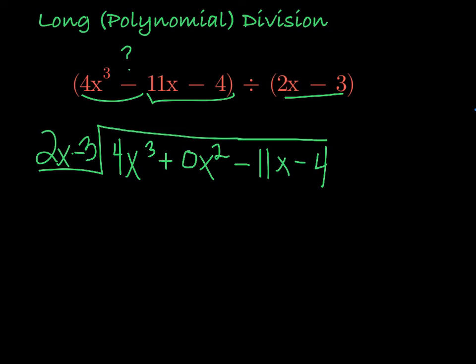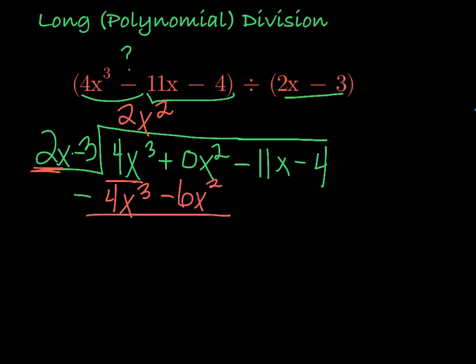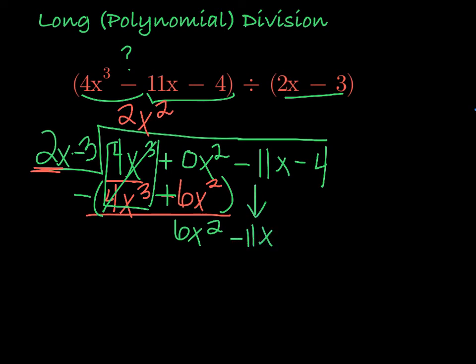2x out here times what gives me 4x to the third? 2x squared. 2x squared times 2x will be 4x to the third. 2x squared times negative 3 is negative 6x squared. And we will be subtracting just like normal. As you can see, these terms should match up and they will always cancel out. If that was subtracting, this now becomes positive because, with the subtraction property, you must change the signs. So 6x squared. Bring down the negative 11x. And then we'll go through and do it again.